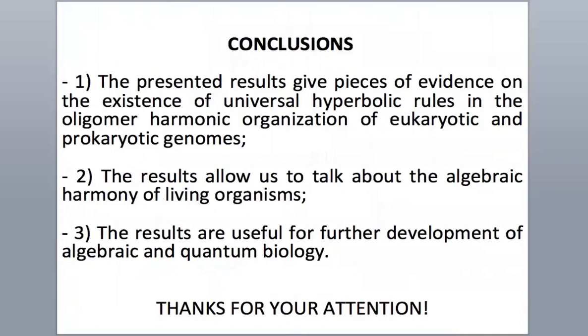Conclusions. Firstly, the presented results give pieces of evidence on the existence of universal hyperbolic rules in the oligomer harmonic organization of eukaryotic and prokaryotic genomes. Secondly, the results allow us to talk about the algebraic harmony of living organisms. Thirdly, the results are useful for further development of algebraic and quantum biology.